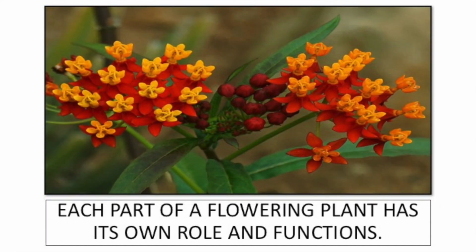Each part of a flowering plant has its own role and function. Basically, that means each part of a flowering plant has its own job to do. The roots, the stem, the leaves, they all have their own jobs. And that's what we call their function. Yes. So we can see our flowering plant here.